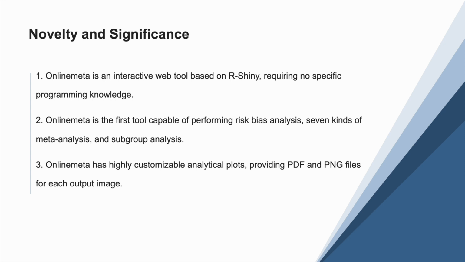Secondly, Onlinemeta has rich functions. It basically covers all mainstream meta-analysis types and can also perform risk bias analysis and subgroup analysis. Finally, Onlinemeta can be highly personalized. Each output figure is available in both PDF and PNG formats. In the risk bias analysis, we offer a variety of color schemes for the histogram and the heat map customization. Parameters such as the title, font size, and output size of graphs can also be adjusted.